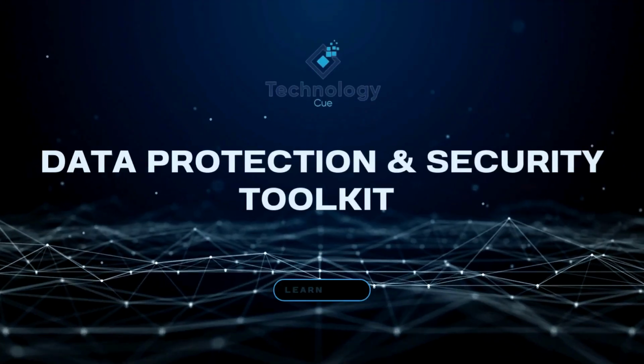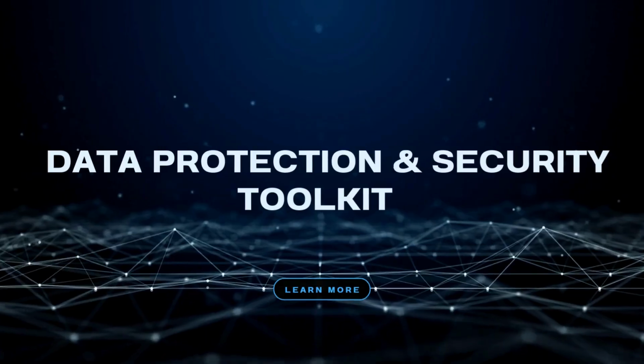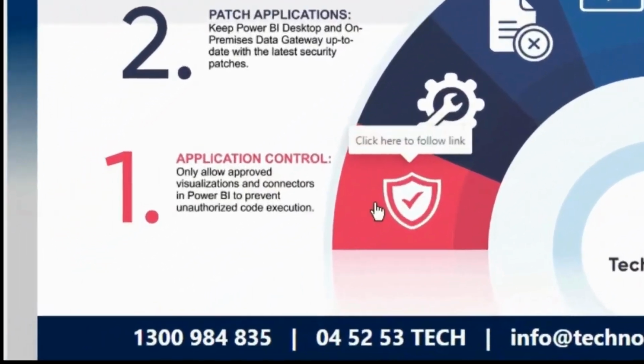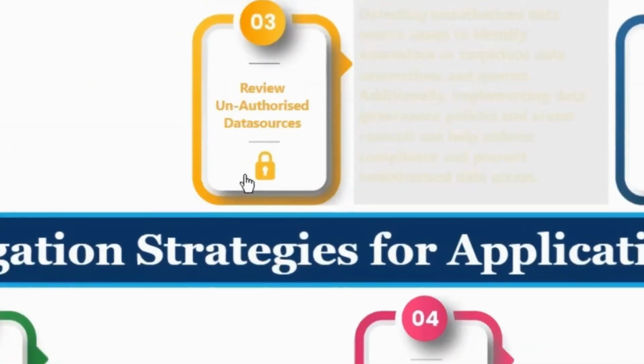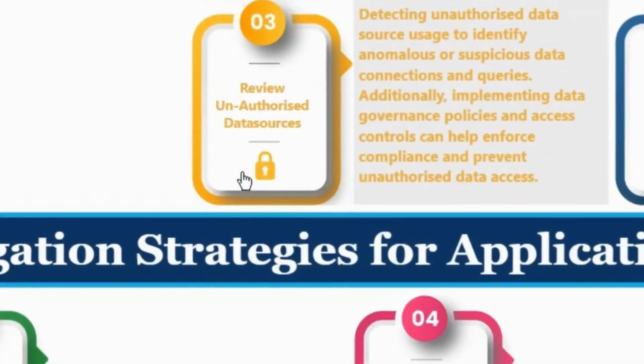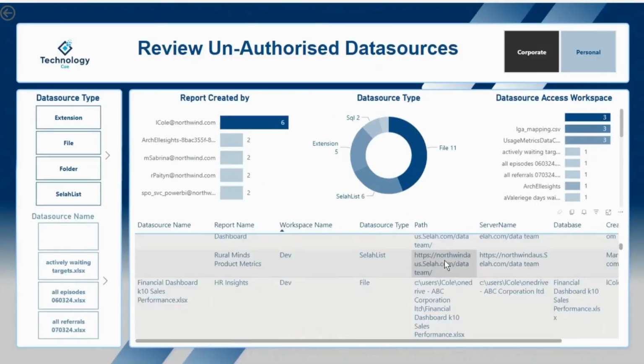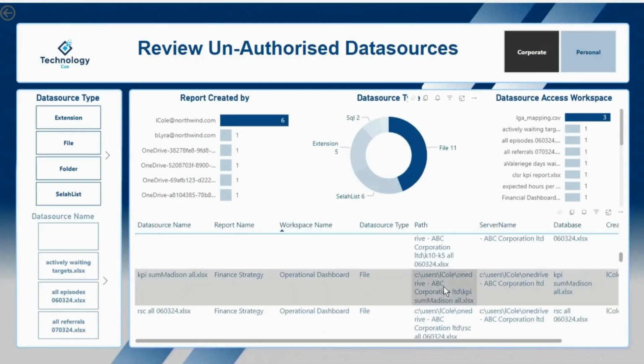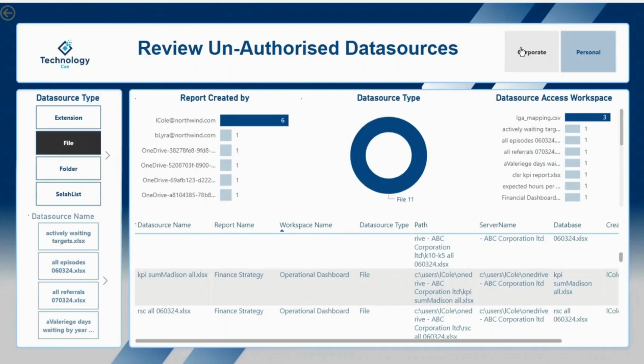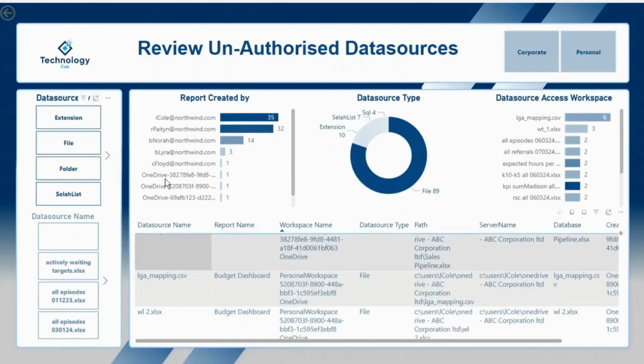Now let's dive into some of the key reports that will provide the most value to your business. First, let's start with Monitor and Review Unauthorized Data Sources. This report helps you identify and monitor any unauthorized data sources connected to your Power BI environment. By flagging suspicious data connections, it ensures that only approved data is used in your reports and dashboards. This reduces the risk of data breaches and maintains the integrity of your analytics.